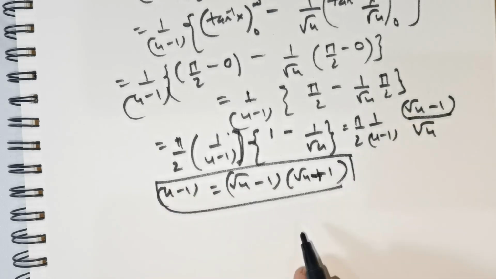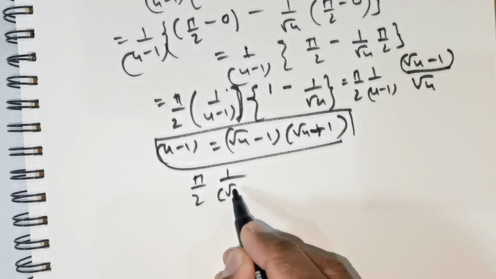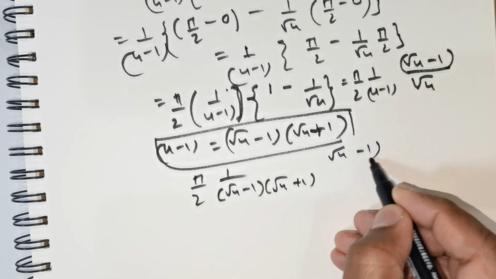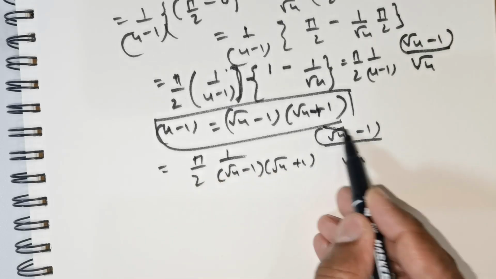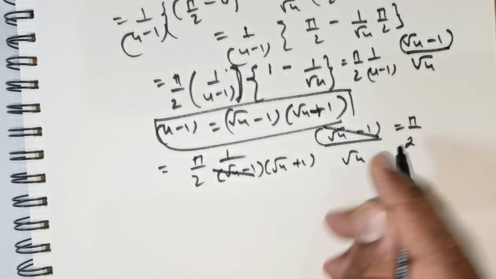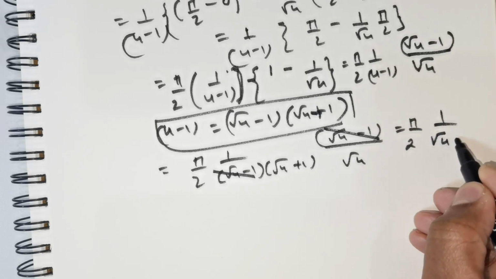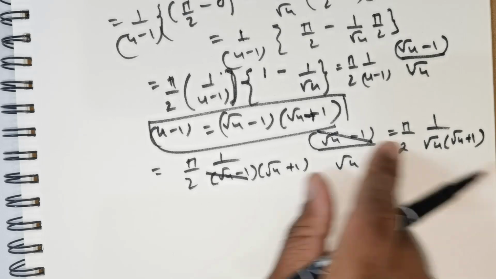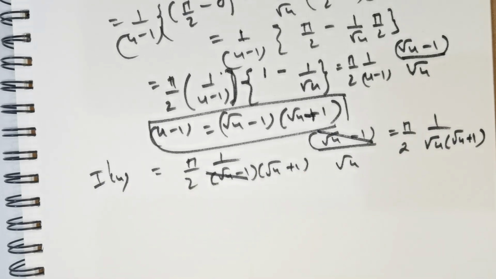So utilizing that over there, this is pi over 2 times 1 over root of u minus 1 times root of u plus 1 times root of u minus 1 divided by root of u. So root of u minus 1, root of u minus 1 goes away, giving you pi over 2 times 1 over root of u times root of u plus 1. So this is what you've got. On the left hand side you got I dash of u, right?